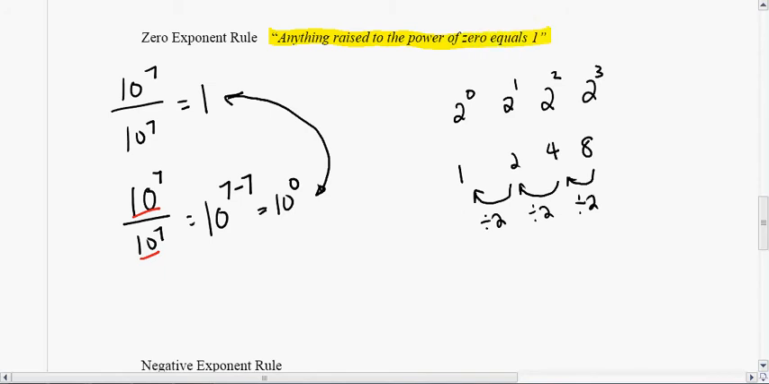And it doesn't matter how huge or how ridiculous it looks. So you could have z to the 10,000th power raised to the 0 power. That's still going to be just 1, because anything raised to the 0 power is 1.